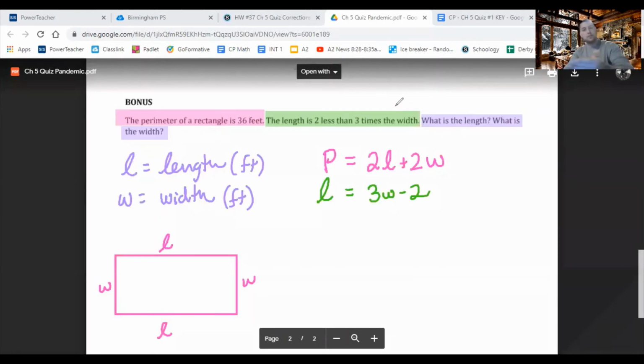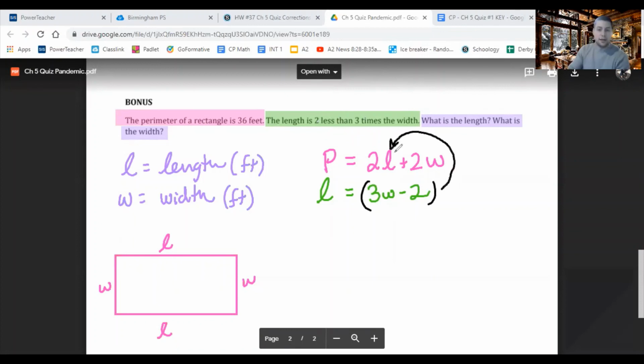All right, in the bonus, for the sake of time, I've already highlighted, I've set up our variable definitions, I've drawn a picture, and I've also set up the equations that correspond to what I've highlighted in the bonus problem. The perimeter of a rectangle is twice the length plus twice the width. And then it says the length is 2 less than 3 times the width, so that is our system right there.